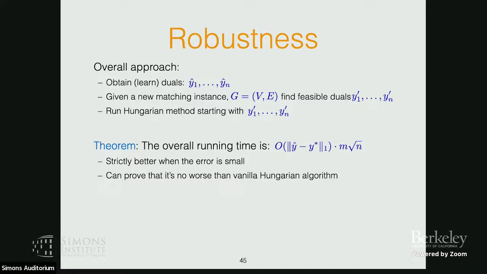Good. And then from there, the Hungarian algorithm doesn't care where you are. You can just start running it. So our theorem says the following. The runtime is going to be the L1 norm difference of the predicted duals versus the optimal duals times the time it takes to run the cardinality matching. And you can show that you're bounded in the worst case by the worst case runtime of the Hungarian algorithm. So intuitively, if this is really close to optimal, it's reducing the weighted matching down to cardinality matching.